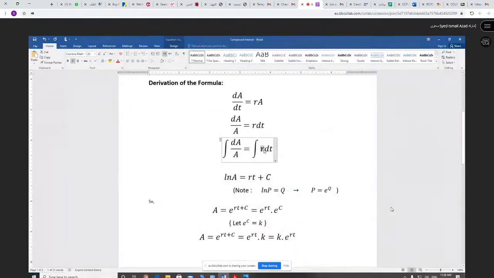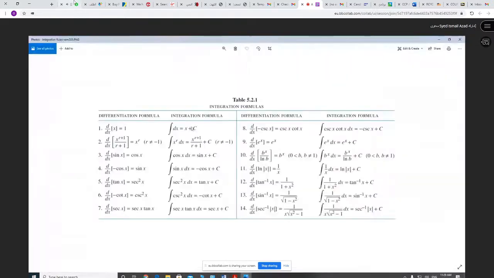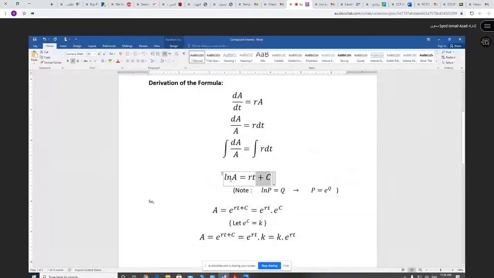Now here there is no x. Here what do you have? dt. So the rule will be the same, only the name will change. So integral dx gives me x, so integral dt will give me t. This is what you have, plus C, exactly like I showed you over here. Okay, plus C.